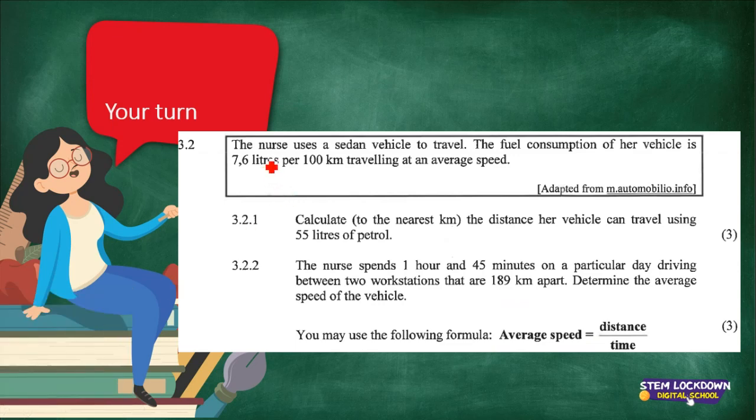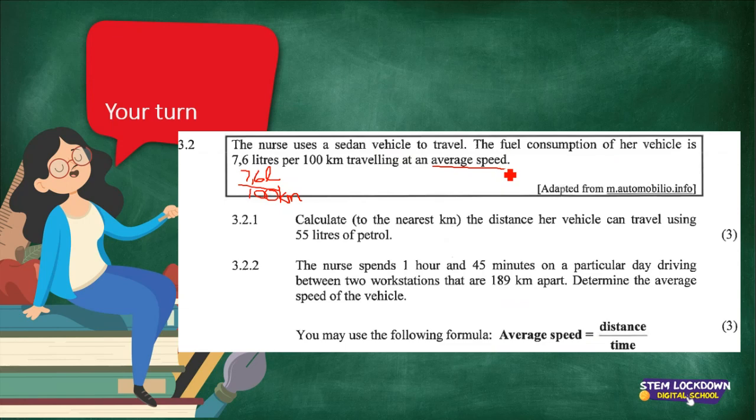The nurse uses a sedan vehicle to travel. The fuel consumption of the vehicle is 7.6 liters per 100 kilometers. So this is the consumption of a car. Basically, this means the car uses 7.6 liters for every 100 kilometers traveled. Obviously, this applies to the average speed.